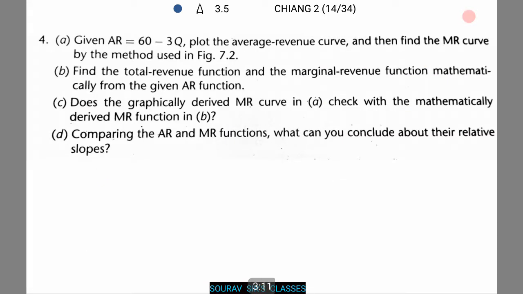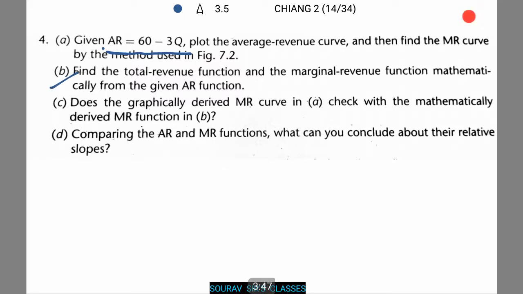Now we have a question that seems long but is very easy, and you will get this kind of questions always. This is very easy and it can be scored easily. We are given an average revenue function, that is AR equals 60 minus 3Q. We need to plot the average revenue curve and then find the marginal revenue curve. Well, I'll leave that to you because I'll move on to the sums. Maybe later on I'll display the graphs to you.